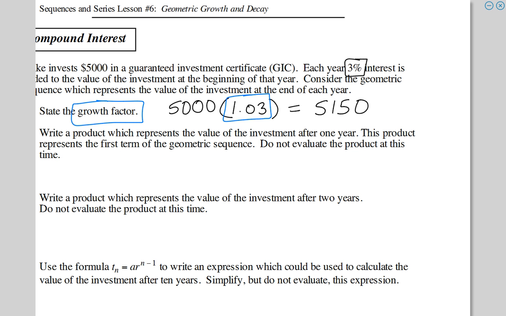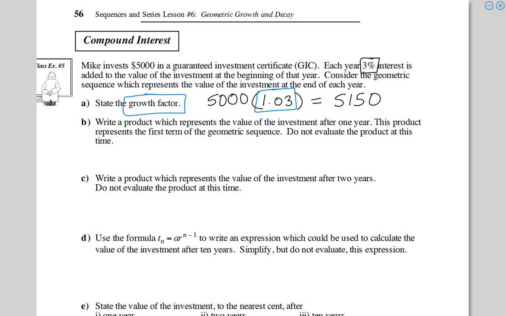So again, with this T0 business, depending on how you look at it, everything's always case by case. So it says at the end of each year. Okay? So what does that mean? So what's T1? Is T1 5,000 or is it 5150? Yeah, so it's 5150. So what would T2 be? It would be 5150 times 1.03.